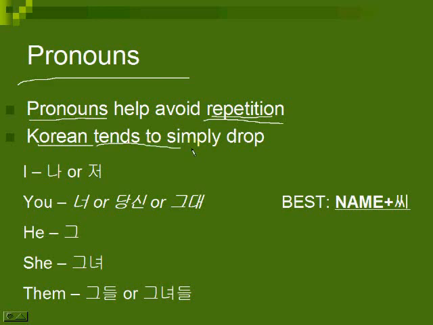However, Korean simply tends to drop things. This is what's called a pro-drop language. Another pro-drop language would be Japanese. Japanese grammar and Korean grammar are very similar. It's also a pro-drop. You can simply drop information you don't need.